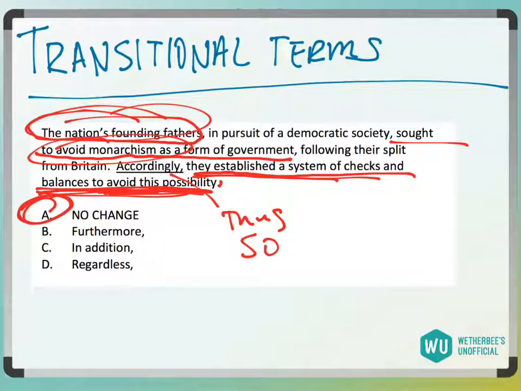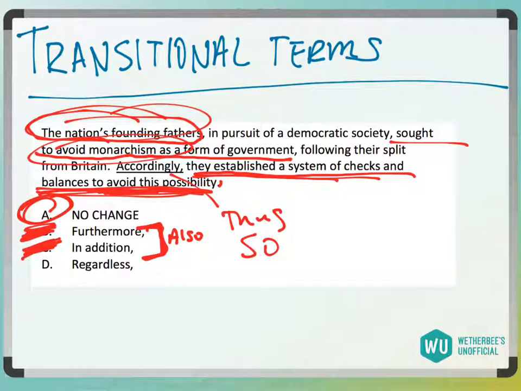Another thing you can do with questions like this is cross off synonyms. Something like furthermore, in addition, do the exact same thing. These both mean also. If you pick B or C, usually in between two sentences, you can say something and then say also this other thing. So be really careful about picking something like this. And again, they're synonyms, so B and C are gone.